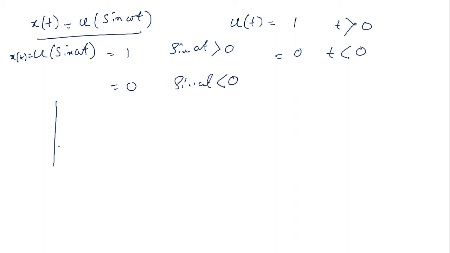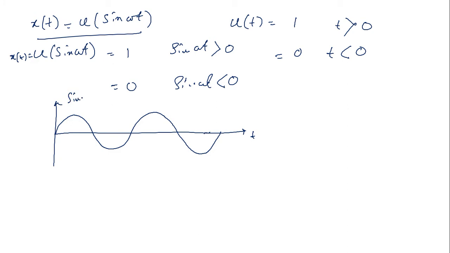So if I draw the sine omega t, it is like this. This one is the sine omega t. It passes through pi, 2 pi, 3 pi, 4 pi. So I can take another graph of u of sine omega t.